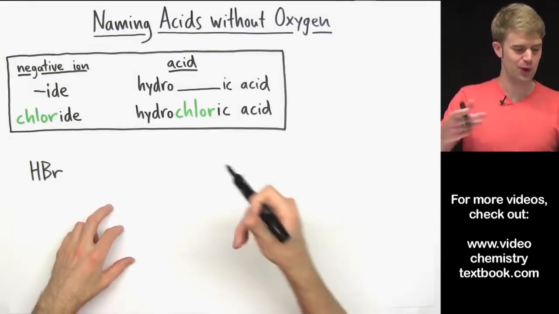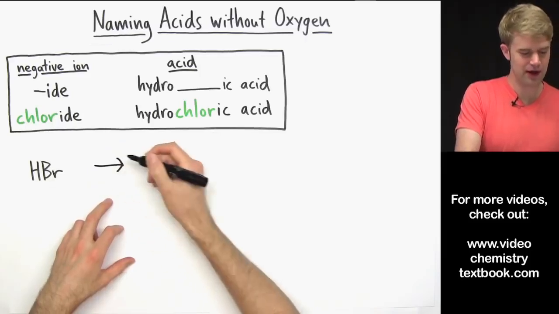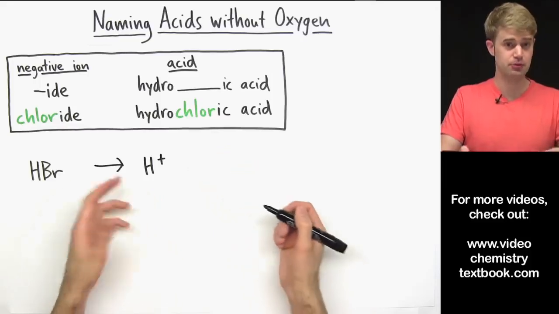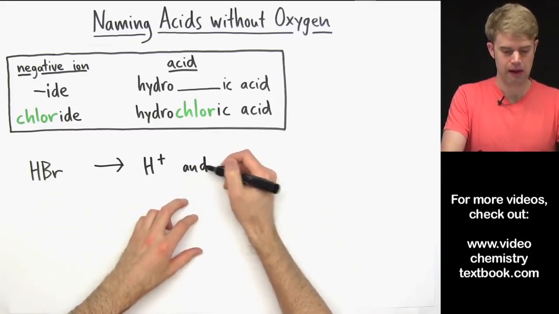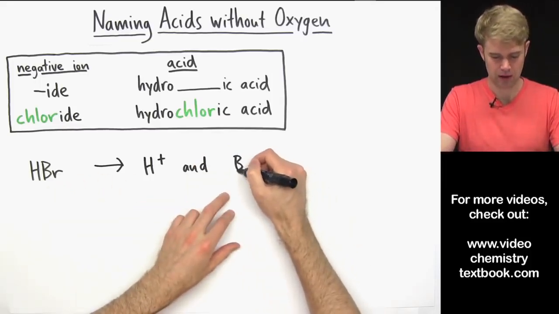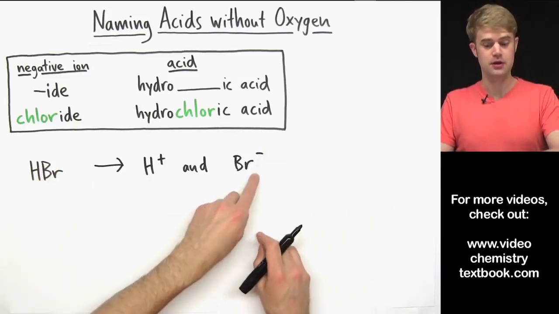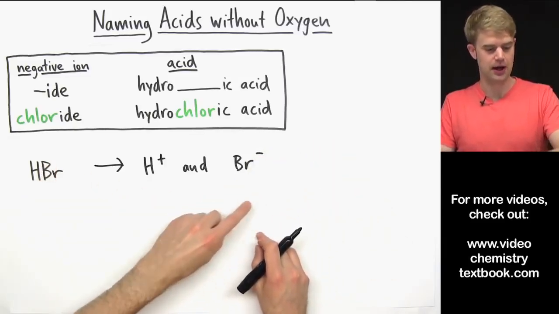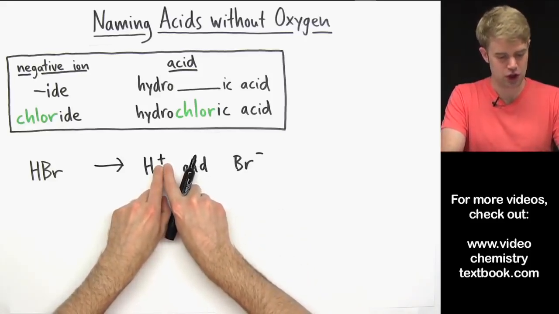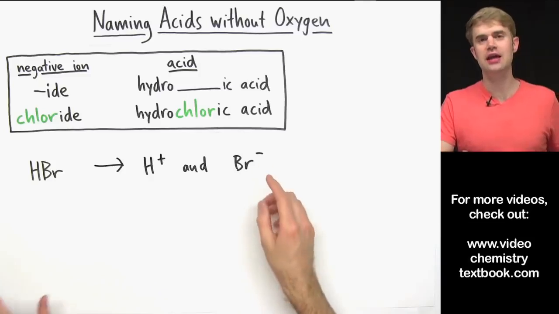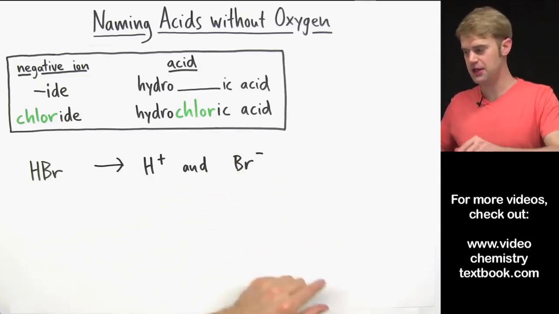Let's do another. HBr, we're going to take this and break it up into the two ions it's made of. One of them is H+, because it's an acid, and the other is going to be Br-. This is 1- because it's got to cancel out the 1+ charge that we get from the one H+. Okay, so the negative ion that we're going to be working with here is Br-.